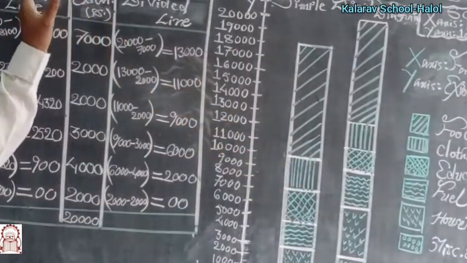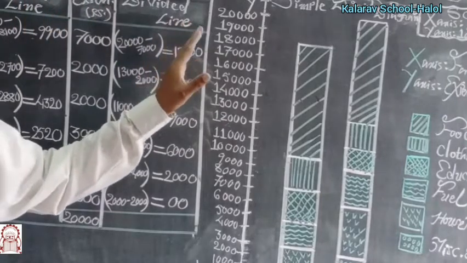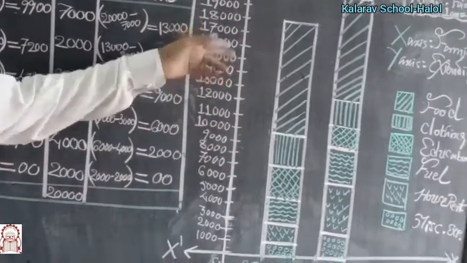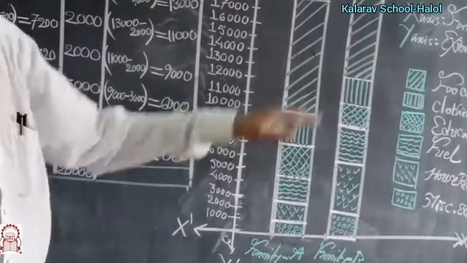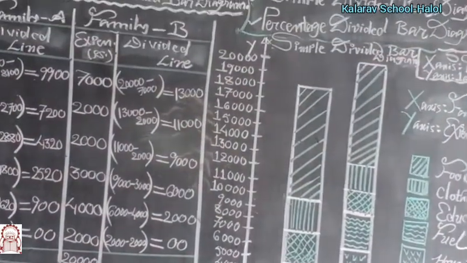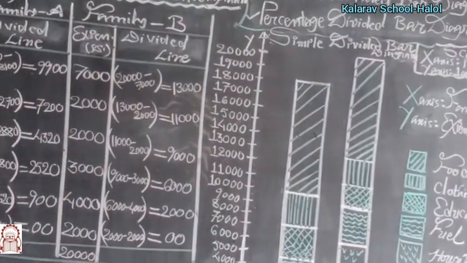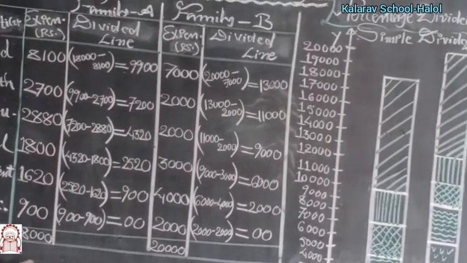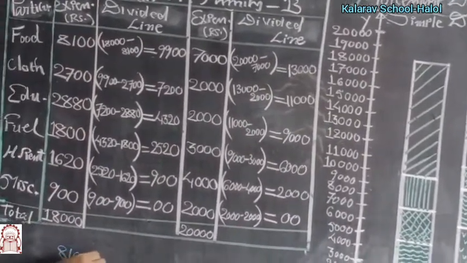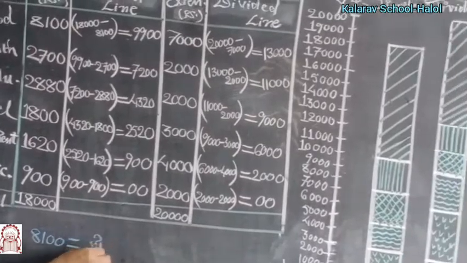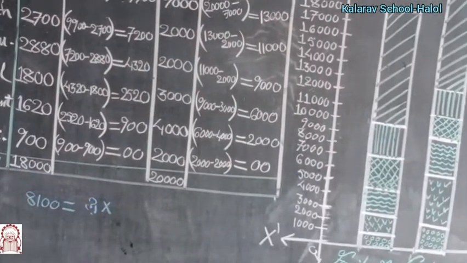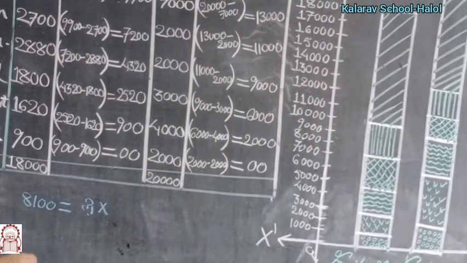Example number 27 on page number 47. This data can also be presented by a percentage divided bar diagram. The table remains the same, but now in percentage. See, 81. How much percentage?